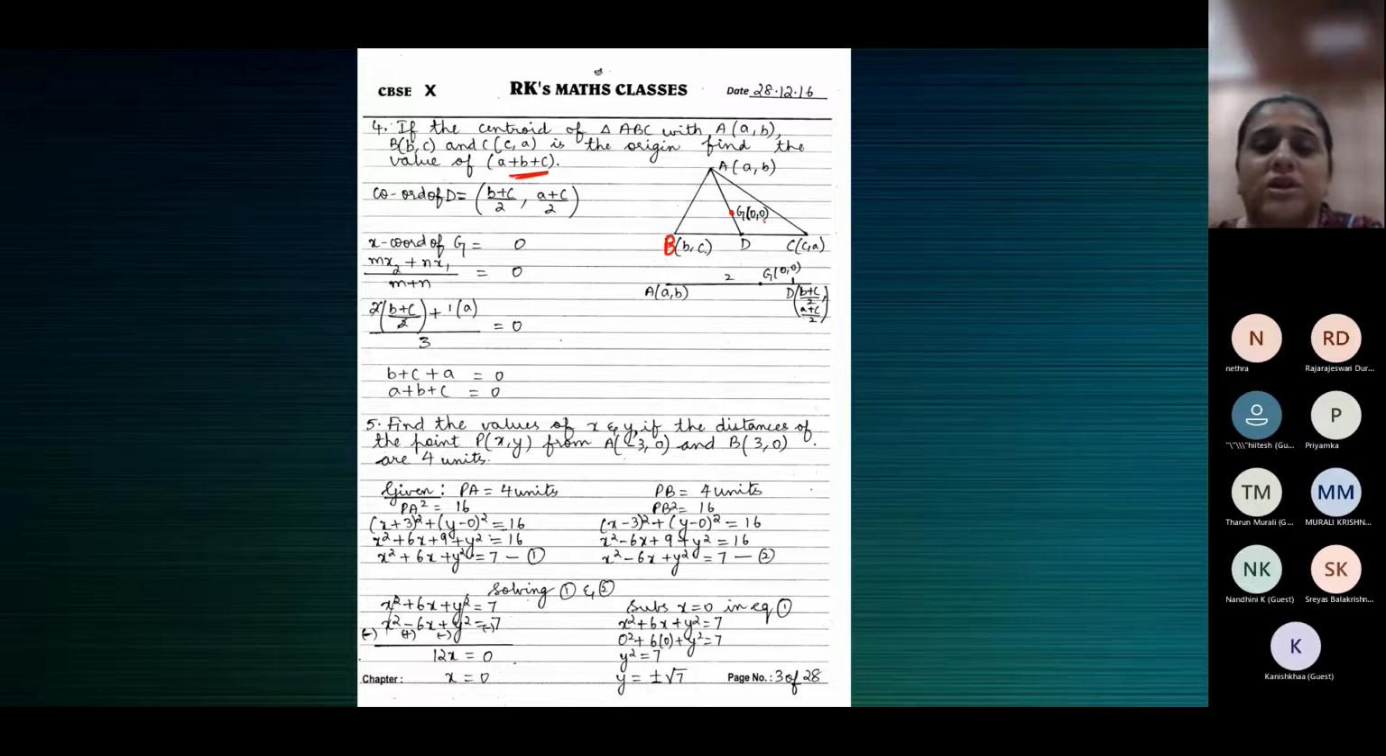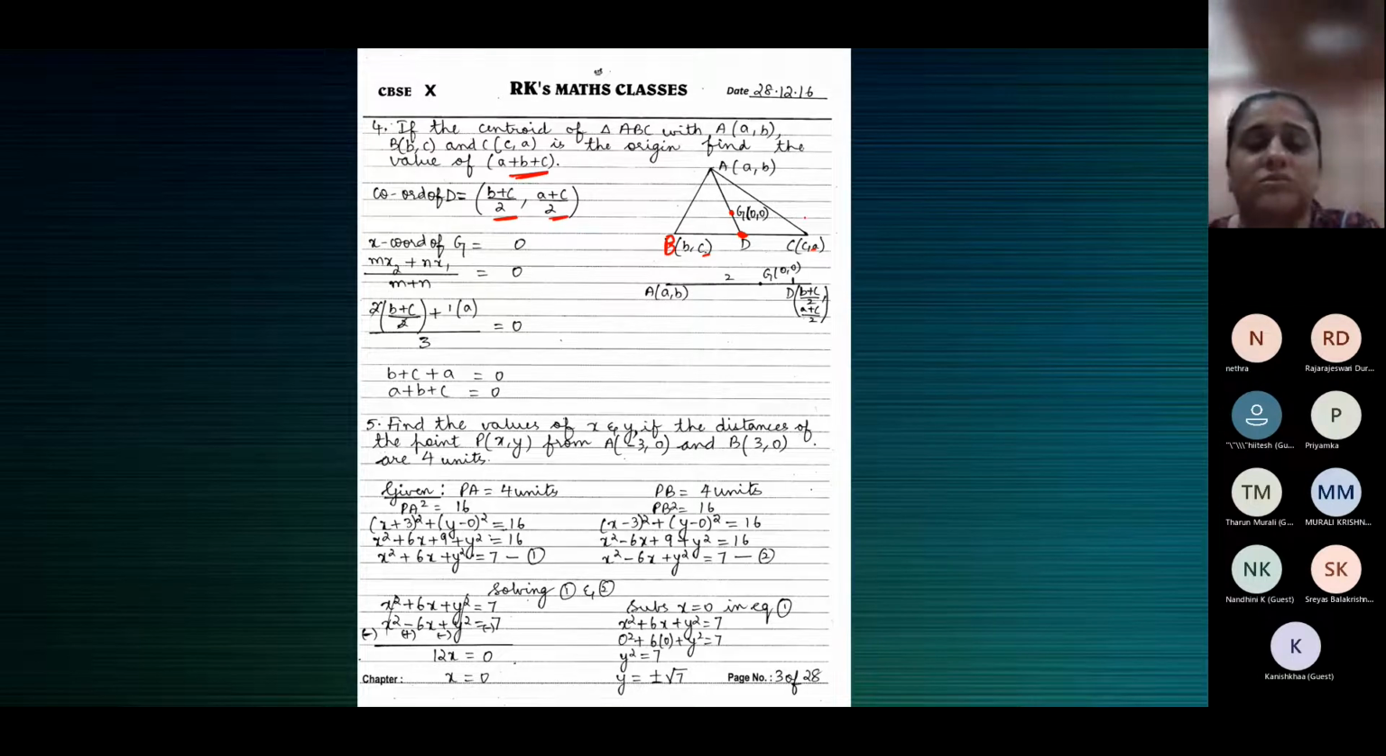To make use of the centroid, you need to find the coordinates of D. D is the midpoint of BC because AD is the median. How do you find the coordinates of D? Since it's the midpoint of BC, add the x coordinates, divide by 2, comma, add the y coordinates, divide by 2. (B plus C) by 2 is the x coordinate of D, and (C plus A) by 2 is the y coordinate of D. So we found the coordinates of D using the midpoint formula.